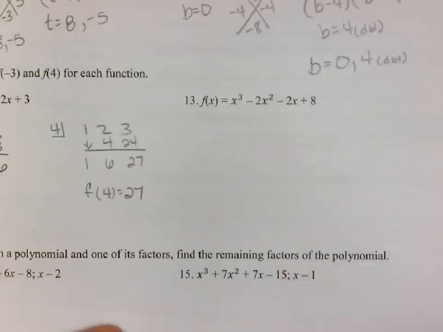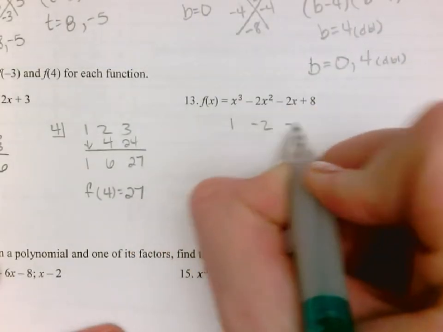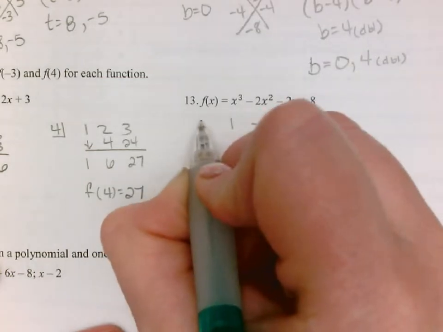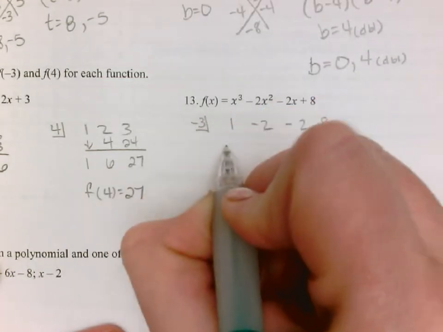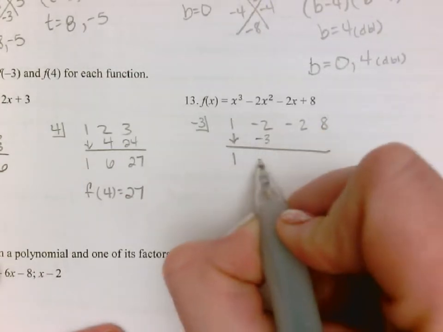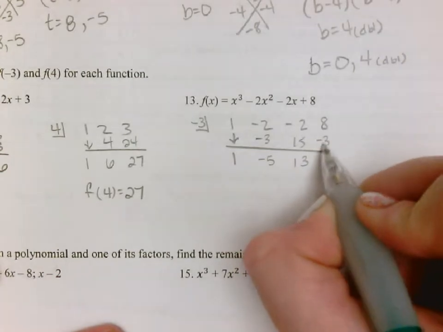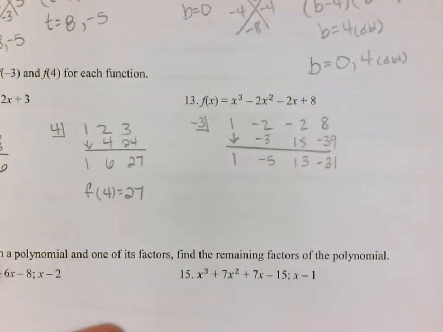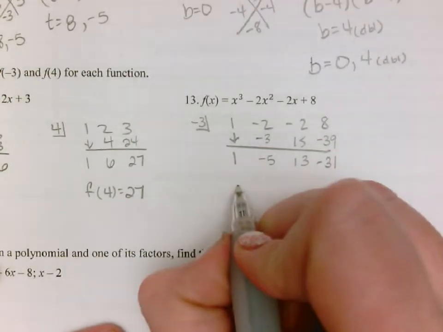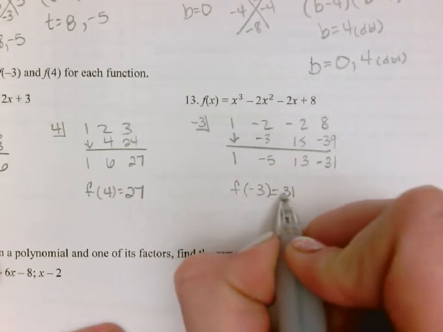Same thing with the next one. 3, 2, 1, 0. So 1, negative 2, 8. By negative 3. Bring 1 down. Negative 3, negative 5, 15. 13, negative 39, negative 31. So f of negative 3 should be negative 31.